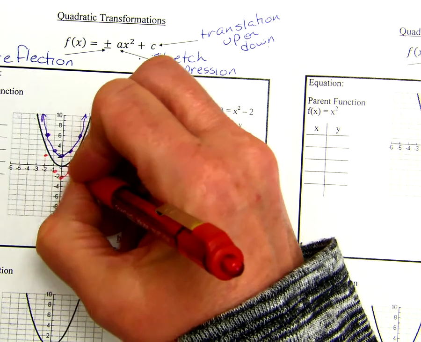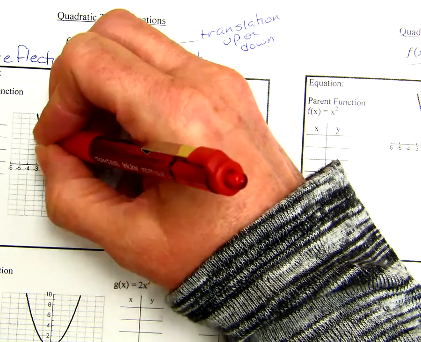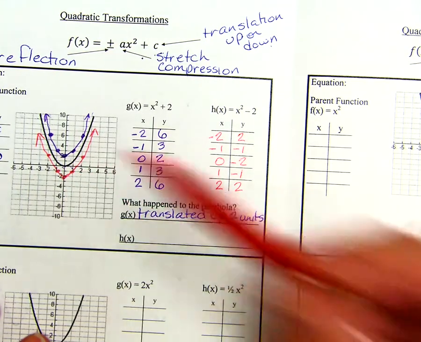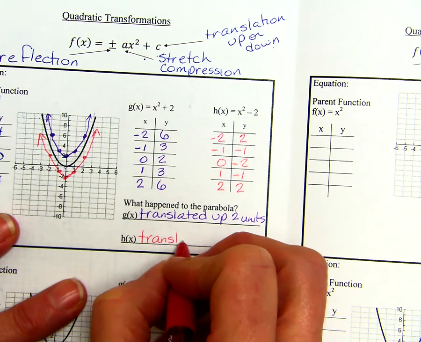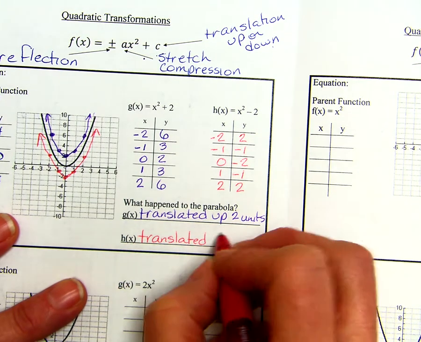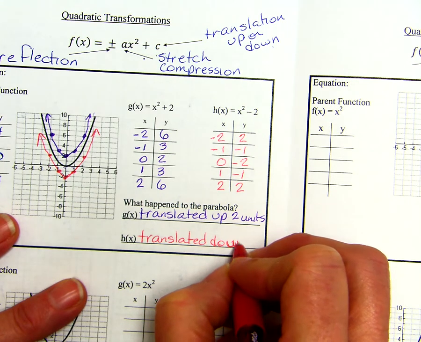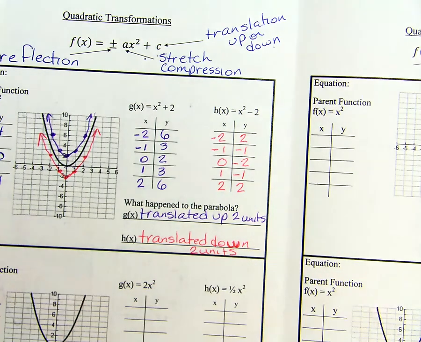So this time, we have taken the parent function and moved it down 2 units. So h of x is the parent function translated down 2 units. Okay.